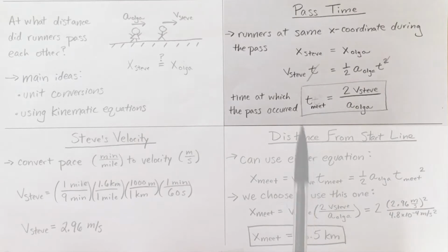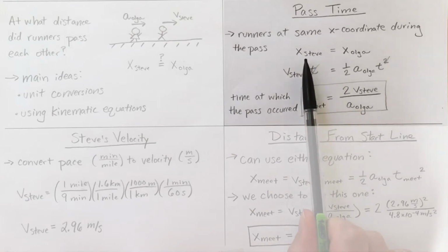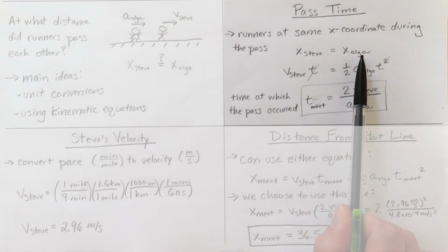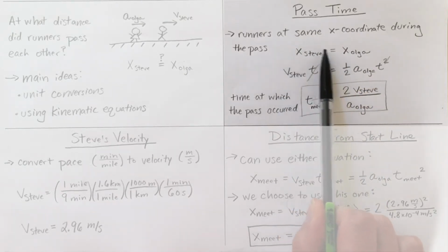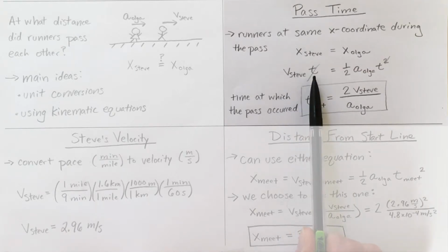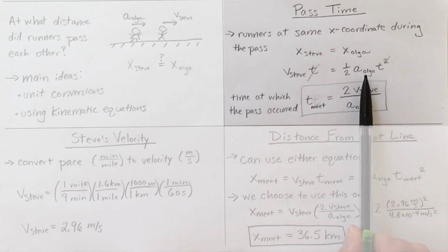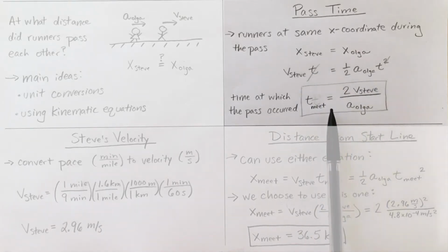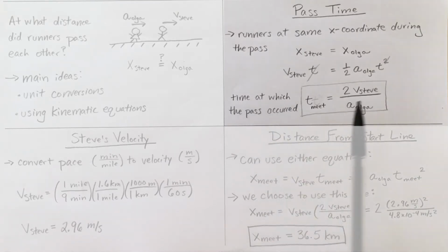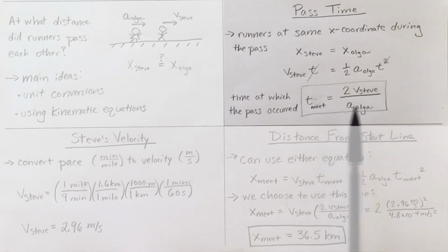Now that we know the velocity at which Steve is running, we can figure out the time at which a pass would occur. The pass occurs when the x position of Steve is equal to the x position of Olga. To figure out if this occurred at a given time, we write a kinematic equation for the position of Steve involving velocity and time, and a kinematic equation for Olga involving acceleration and time, because we're told that Olga runs at a constant acceleration of 4.8 times 10 to the minus 4. We solve this equation for t, and we find that the time at which the pass occurred is equal to 2 times the velocity at which Steve runs divided by Olga's acceleration.